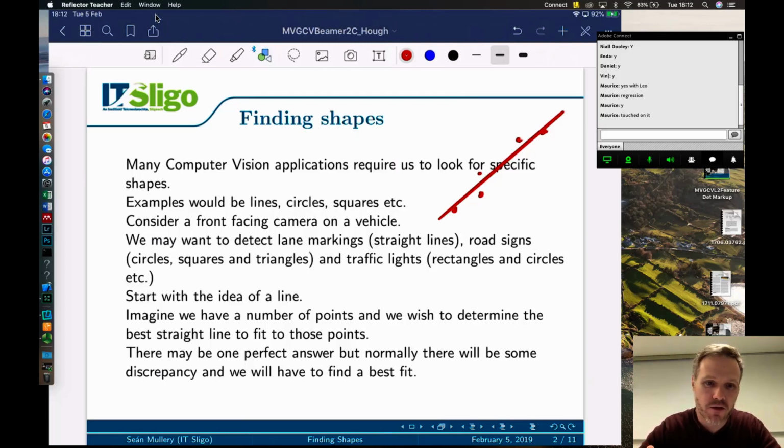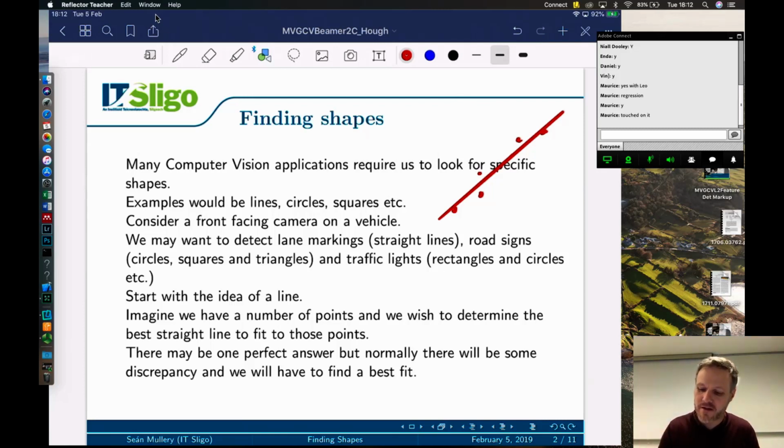Okay, so imagine we have a number of points, and we wish to determine the best straight line to fit to these points. There may be a perfect answer, but normally there will be some discrepancy, and we'll have to find the best fit. And that's what we come across more often than not, rather than this situation where mathematically, and you'd be aware of the mathematical definitions of these things.